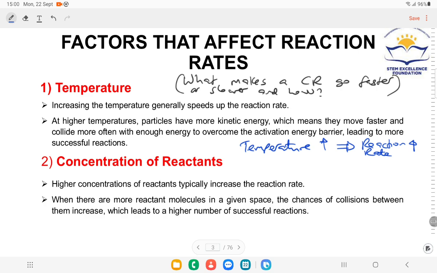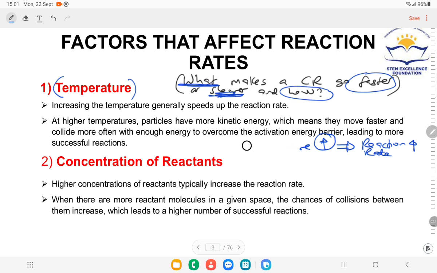Now the question is, how does that happen? So we're answering the question what. The what bit, the temperature, that makes a chemical reaction go faster. So the higher the temperature, the faster the reaction. The lower the temperature, the slower the reaction. So now the question becomes, how does that happen? You see, if you increase the temperature, you increase the kinetic energy of the particles that are taking place in the chemical reaction.